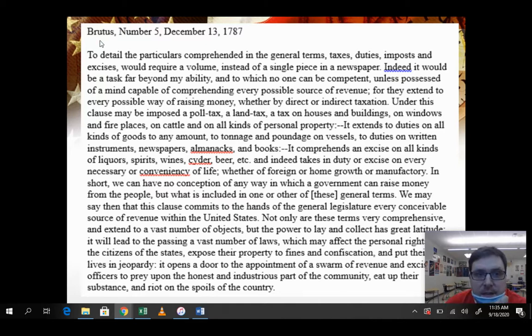So look what he's saying. He said, if we have taxes like the Constitution wants, look at what they're going to tax. They're going to tax elections. Now, the national government didn't do that, but states did later. Tax our land, tax our houses, tax our buildings, tax our windows and fireplaces, tax our cattle and all kinds of personal property. Do you really want that to happen?